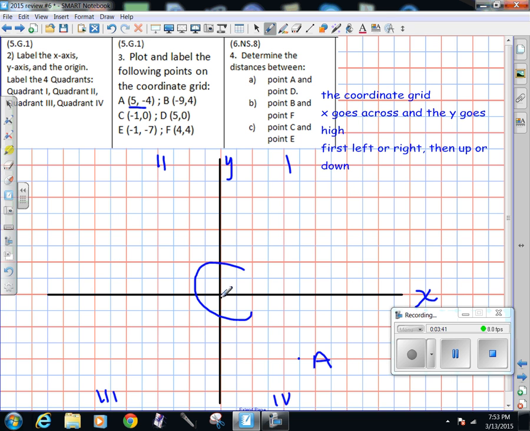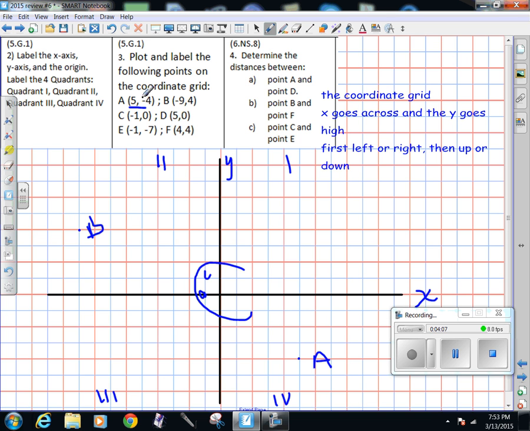Next one, -9, 4. First left or right. So -9 says go to the left. 1, 2, 3, 4, 5, 6, 7, 8, 9. And then 4, it's +4. So 1, 2, 3, 4. So B. Okay, C is at -1, 0. So that's on the x-axis. So that's C, etc. So you have to plot all those points.